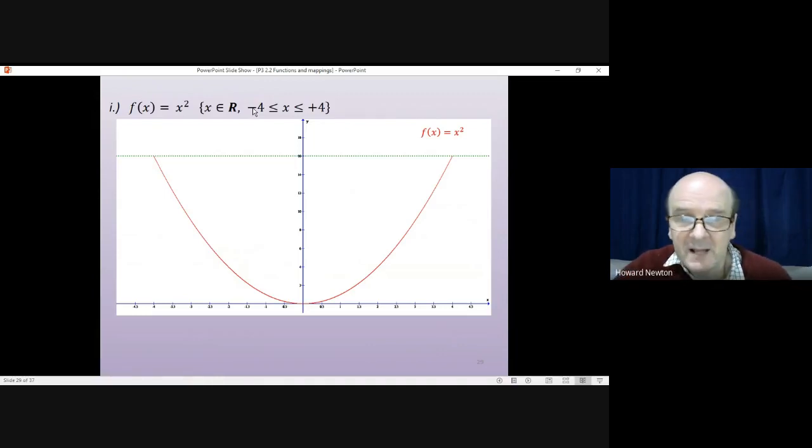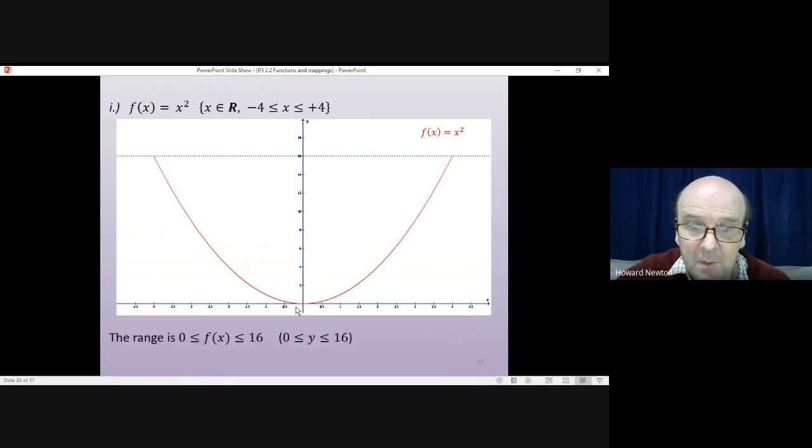The range is the values that y can take within this range of values here. Now, y starts up here at 16, comes down to 0, and then it goes back up to 16 again. But that's the spread of y for this function. Goes up as high as 16, goes down as low as 0. That's what you have to write down. So the range is f of x has to be bigger than or equal to 0. It's got to be less than or equal to 16. And that would be just writing it in normal language. Y has to be bigger than or equal to 0, or less than or equal to 16.